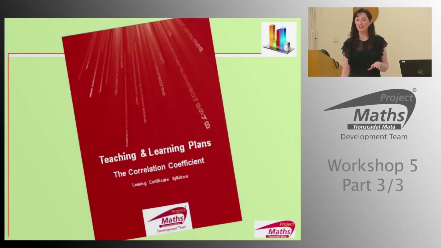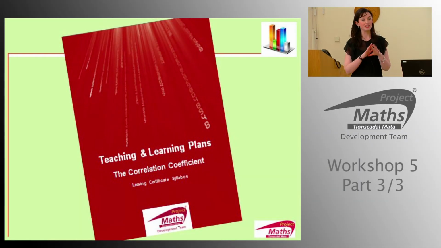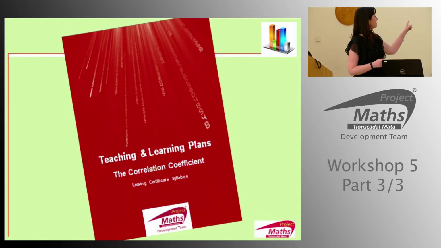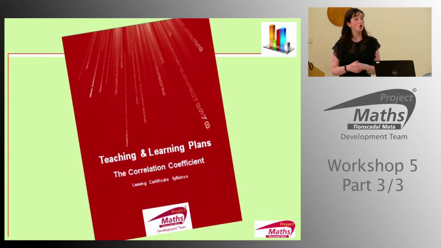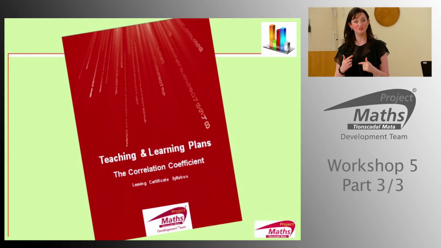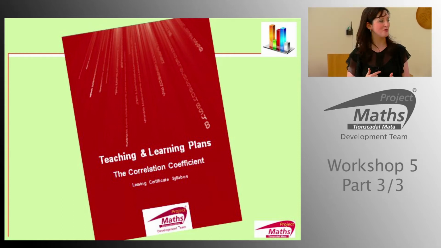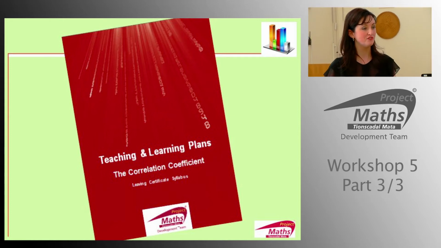Where we left off then was we're finished looking at single variable data, and now we're going to look at bivariate or two variables of data. Now I'm going to give you out a T&L for this workshop. It's on the correlation coefficient, and we'll be looking at different aspects of that T&L over the next half hour, okay? So you have it in front of you there.